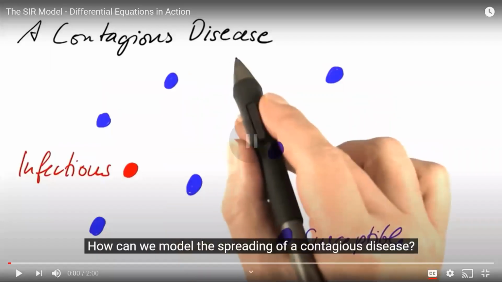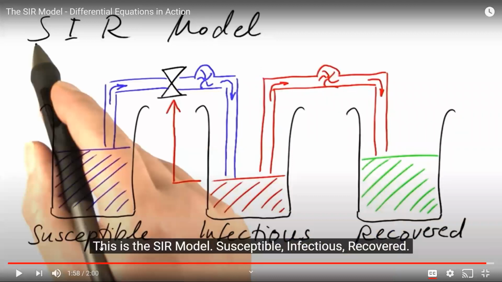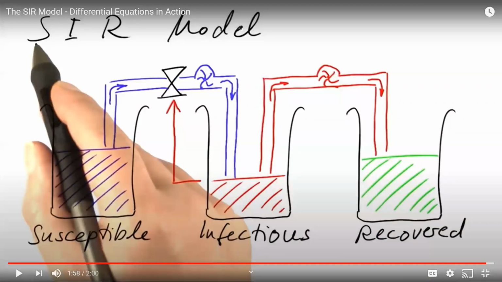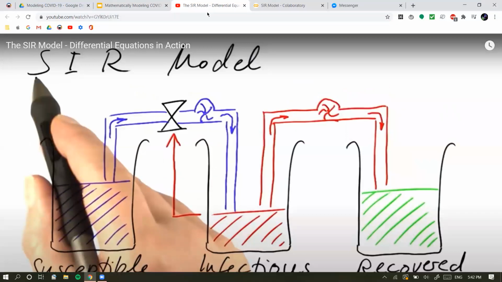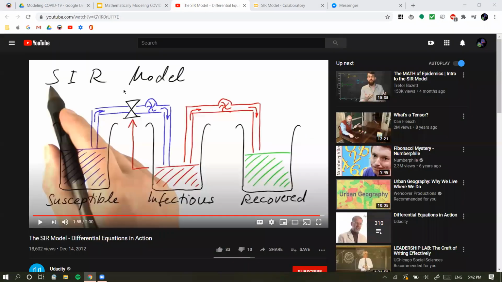How can we model? Okay, yeah. So he said pretty much what I said earlier. Wait, can you guys hear me? I think you can, right? I can. Yeah. I can hear you. Okay, there we go.